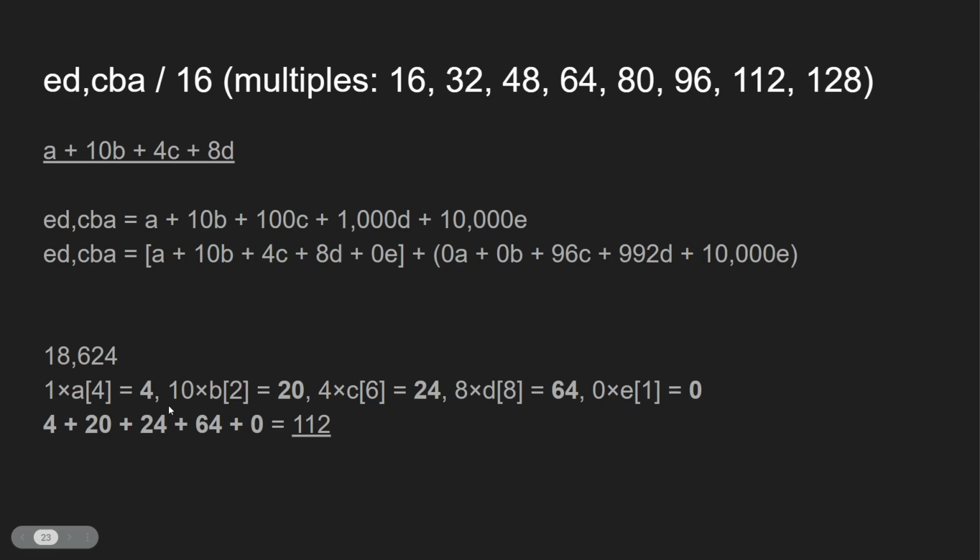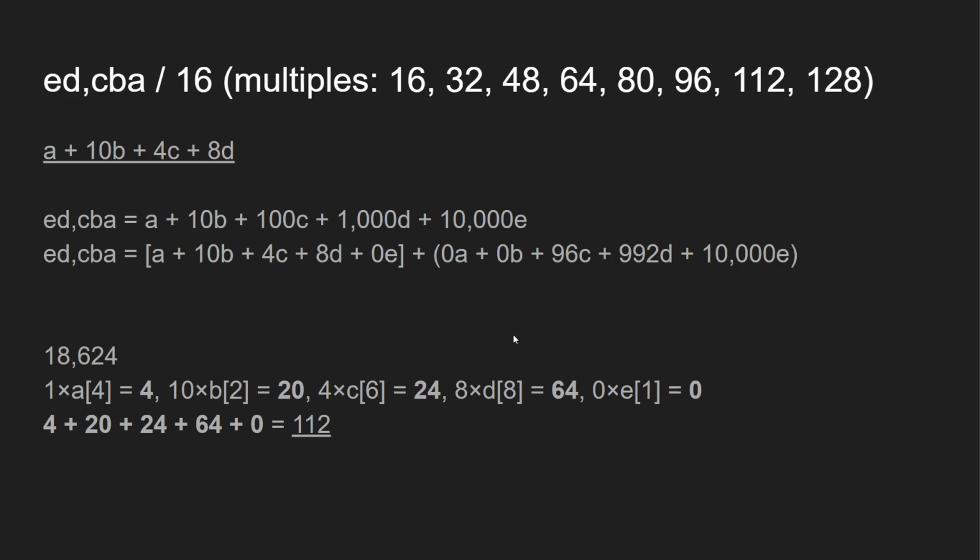So, 1 times a, which is 4, right? 4 plus 10 times b, 20. So we have 4 plus 20. 4 times c is 24, and c is 6 here, so 24. So we have 4 plus 20 plus 24. We're going to jot that down here.